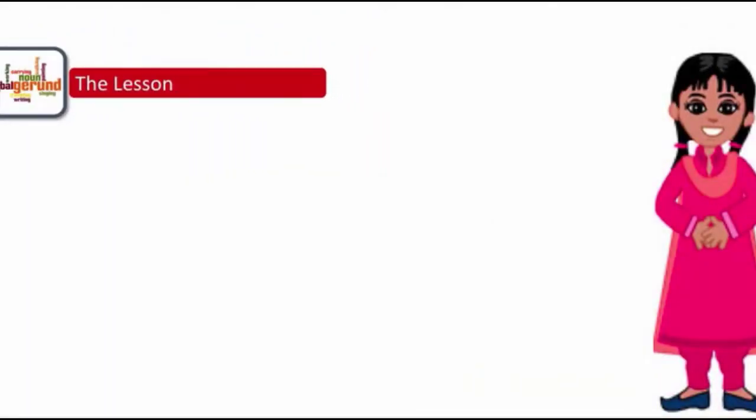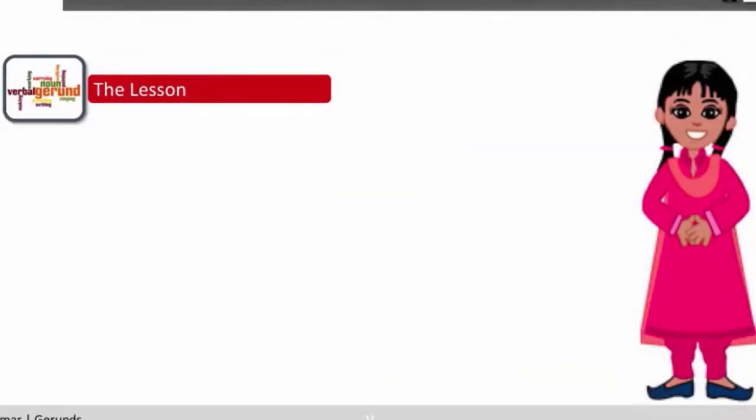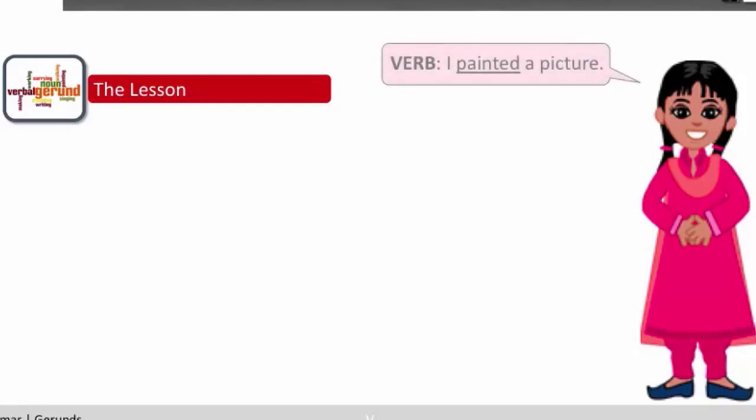In today's lesson, we will learn how to form and use gerunds. Let's look at a regular verb, paint. In this sentence, I painted a picture. The subject is I, the action verb is painted, and the object of the verb is a picture.